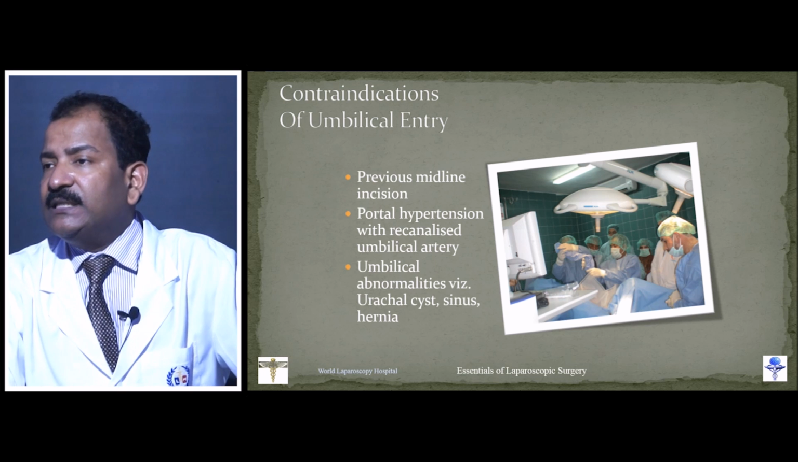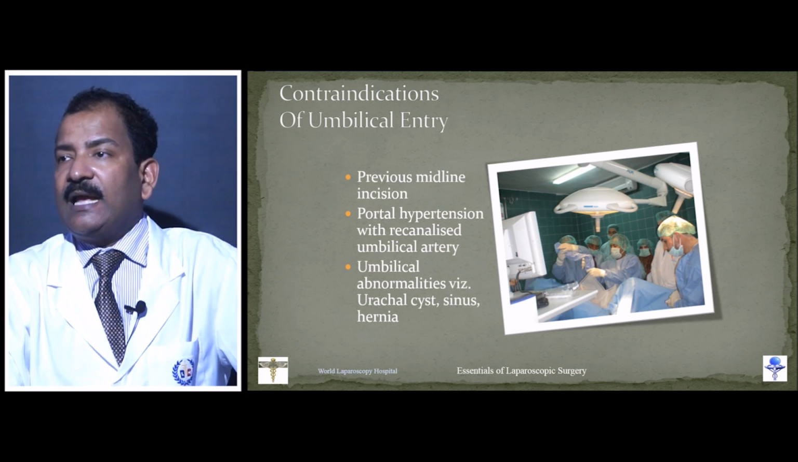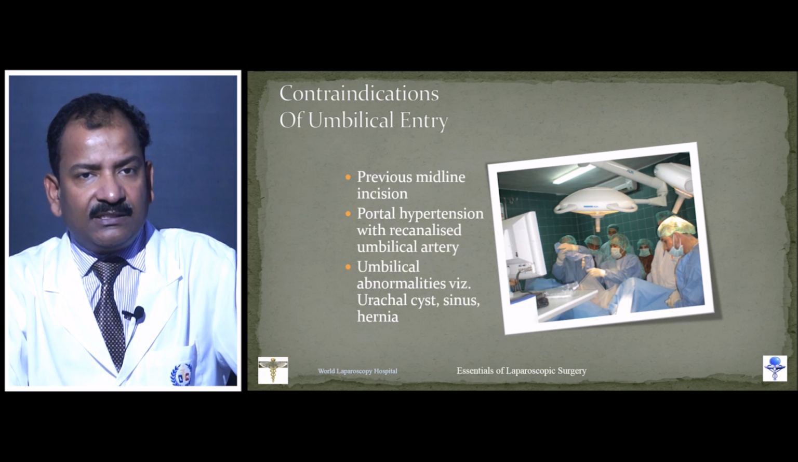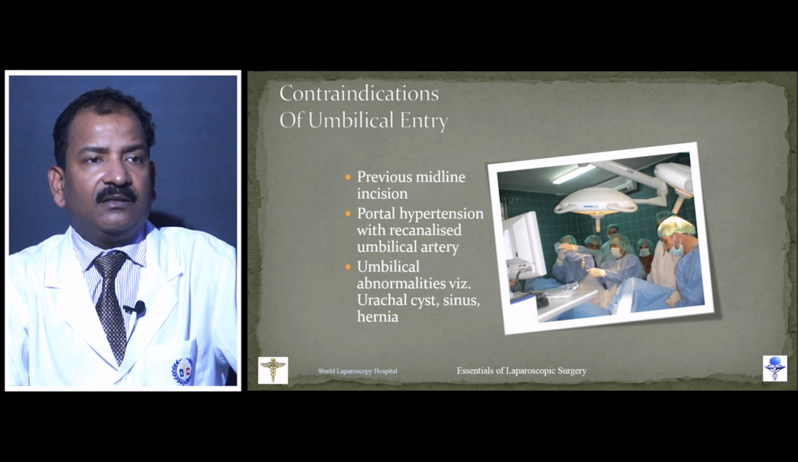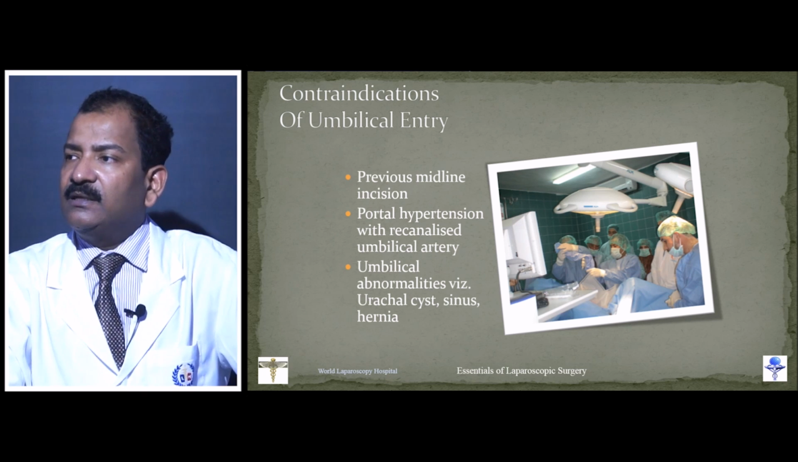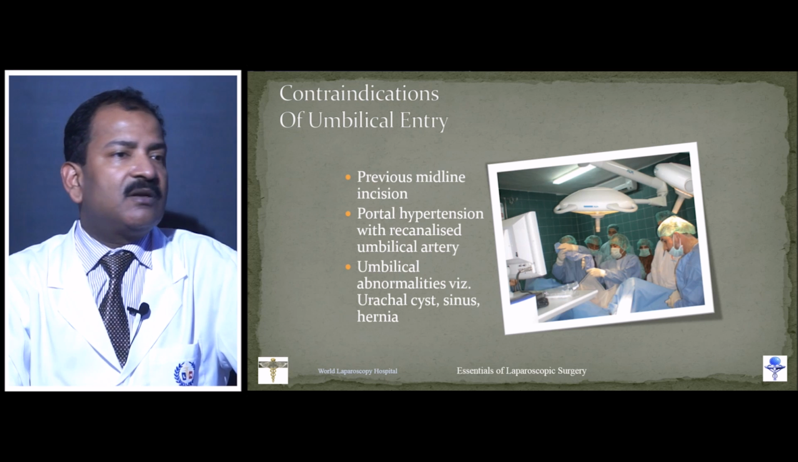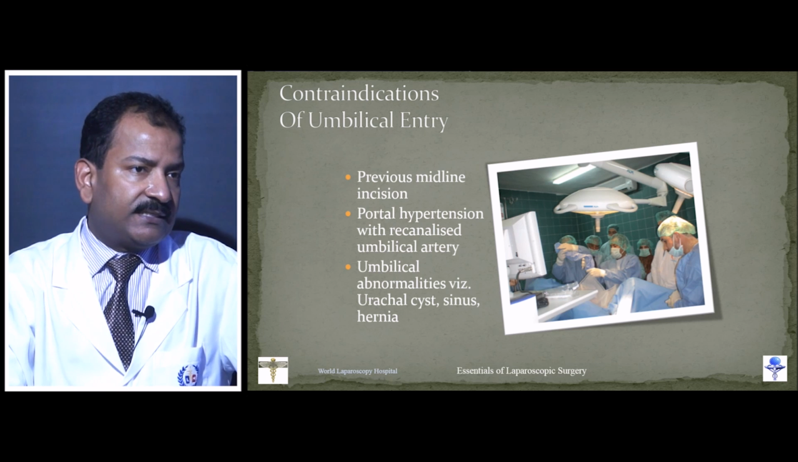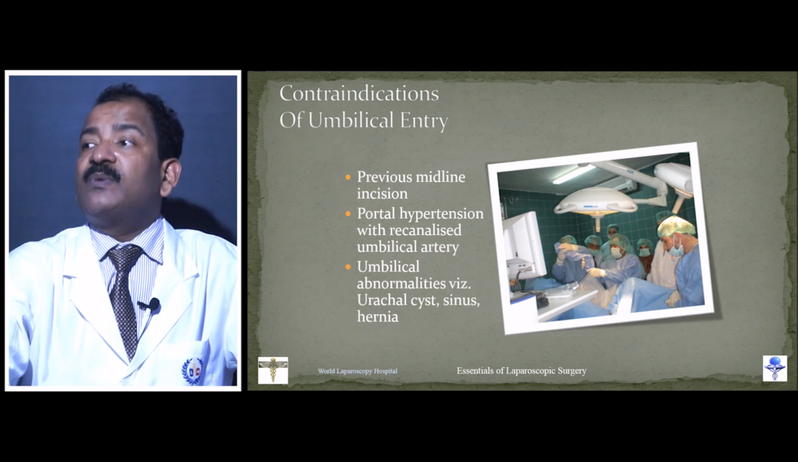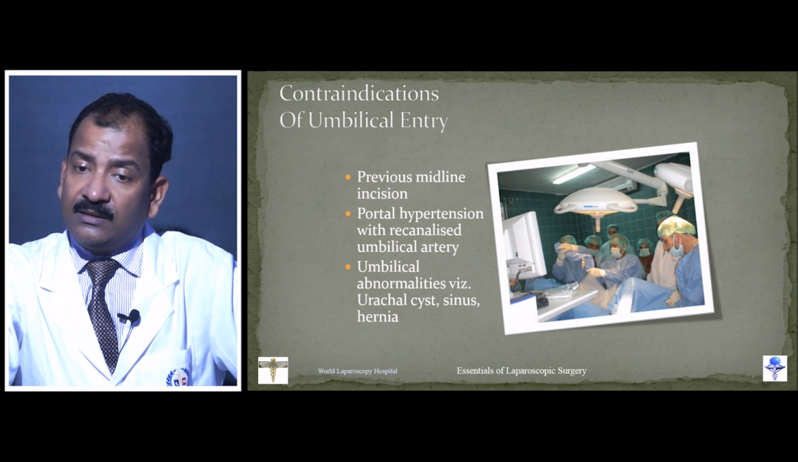the umbilicus itself is diseased, like an umbilical hernia, umbilical cyst, infection of the umbilicus, or umbilical sinuses, then the umbilicus should not be used for access. In those situations, you should use Palmer's point. Palmer's point is the most attractive site of entry once the umbilicus is in trouble.